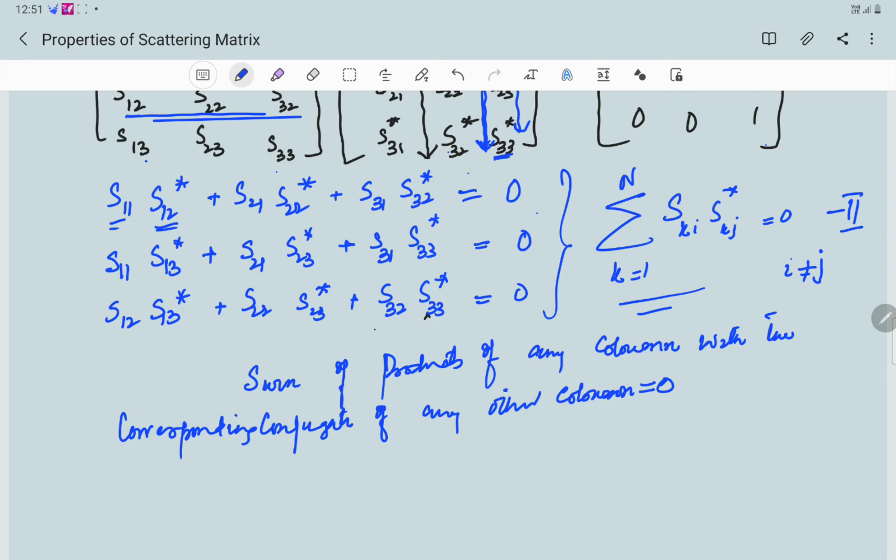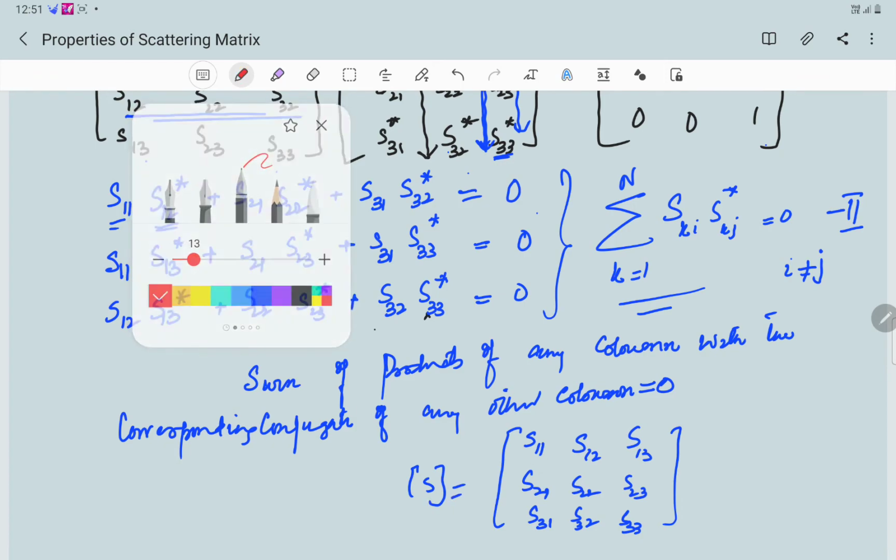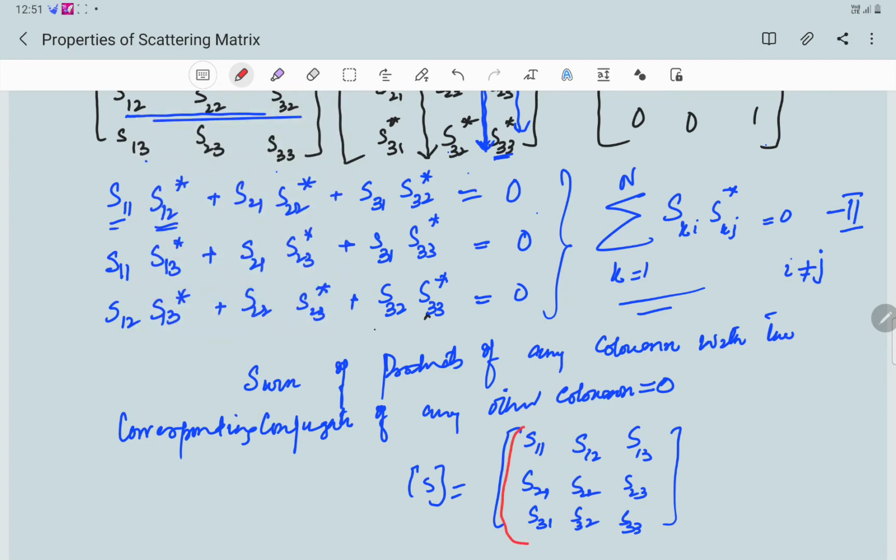is equal to 0. So for example, I had this as the matrix S11, S12, S13, S21, S22, S23, S31, S32, S33, which is our S matrix. If I multiply, let me use a different color, the first column with the conjugates of the second column, then the product has to be 0. Sum of products of any column with the corresponding conjugates of any other column is 0.